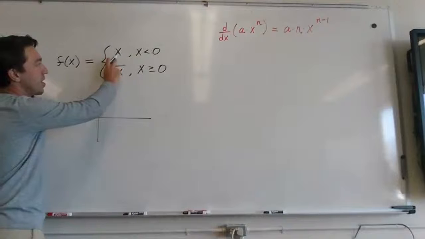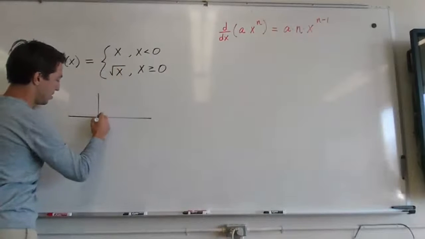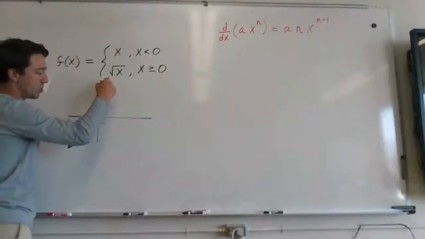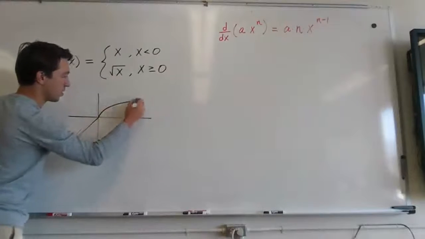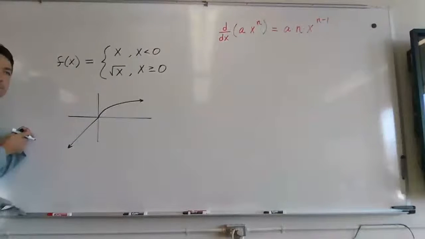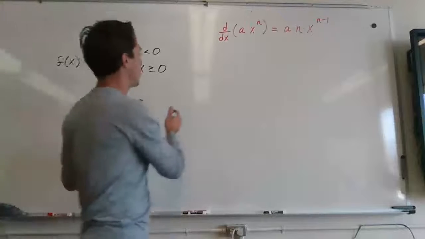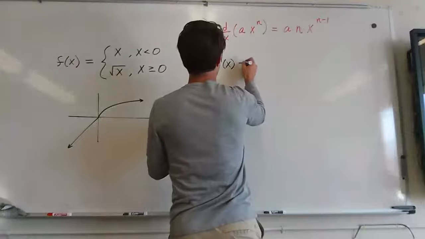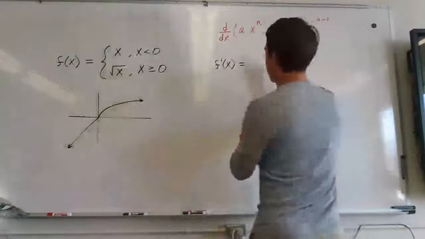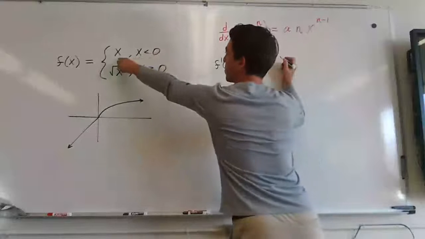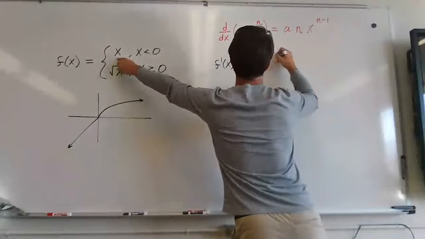Okay, so what does this look like? y equals x all the way up till you hit 0, and then switch over to a square root function when you hit 0. So that's what the graph looks like. Is this graph continuous everywhere? Yeah. So let's see what happens on the derivative. Okay, this one's pretty easy, right? What's the derivative of that? 1.